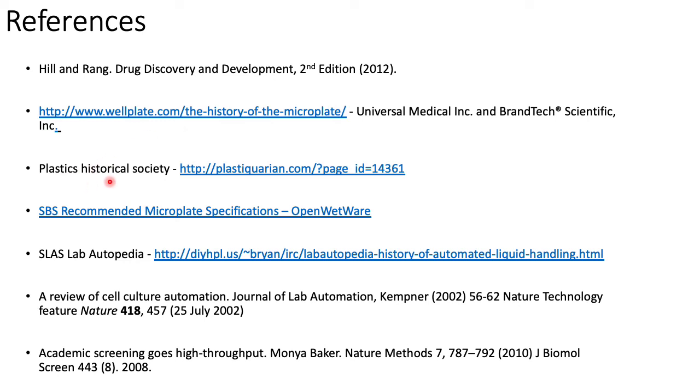Also, plastics. There's the Plastics Historical Society, on the development of plastics for use in tissue culture. You do use a lot of plastics, so have a look at this. SBS recommended microplate specifications is just a resource to take a look at. SLS Lab Autopedia looks at the history of automated liquid handling. Here there are two articles. This is a review of cell culture automation. Have a look at this, and also academic screening goes through high throughput. This is quite a nice review.